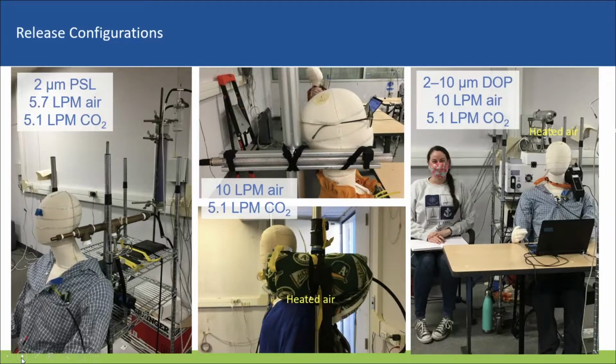There are 3 release configurations in our experiment. In some experiments, we release smaller particles, like 2 micron particles, with air and CO2. In some experiments, there are no particles, just air and CO2. And in some experiments, we release larger particles with air and CO2. I should mention here, all the release was heated to human body temperature, that is 37 Celsius, to mimic real human inhalation activities. Next slide.